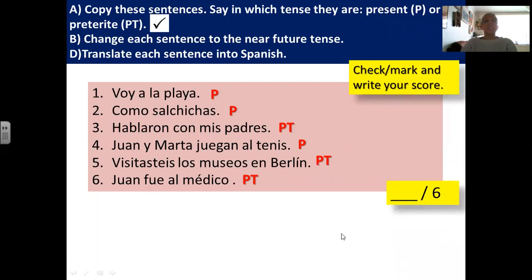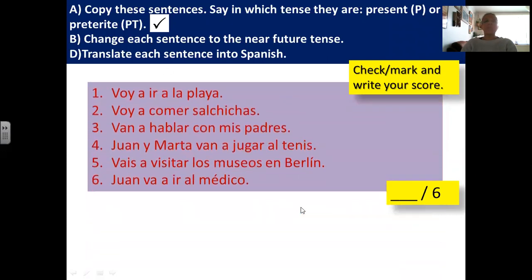And then I said to you to change all these sentences to the near future tense. Okay, so remember, you have to write the verb ir plus a plus the verb in infinitive. Okay, so voy a ir a la playa, voy a comer salchichas, van a hablar con mis padres, Juan y Marta van a jugar al tenis, vais a visitar los museos en Berlín y Juan va a ir al médico. Okay, so well done. Again, check, mark, and write your scores.